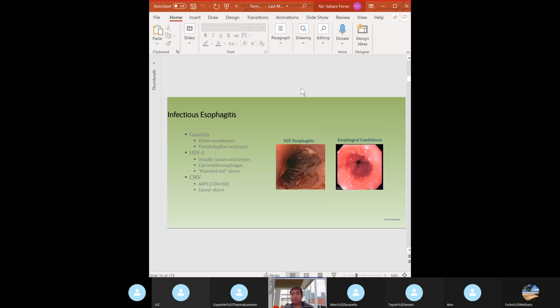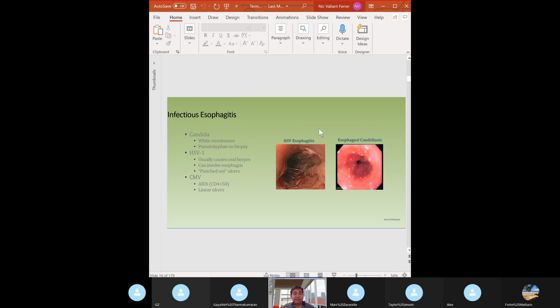Infectious esophagitis, of course. Candida, what can we see in the vignette? White membranes. You can see pseudohyphae on biopsy. If it's HSV1, it involves the esophagus, and you can see punch out ulcers. Look here, the pathological slide of HSV esophagitis. You can see it's hollowed out, right? It's a punch out ulcer.